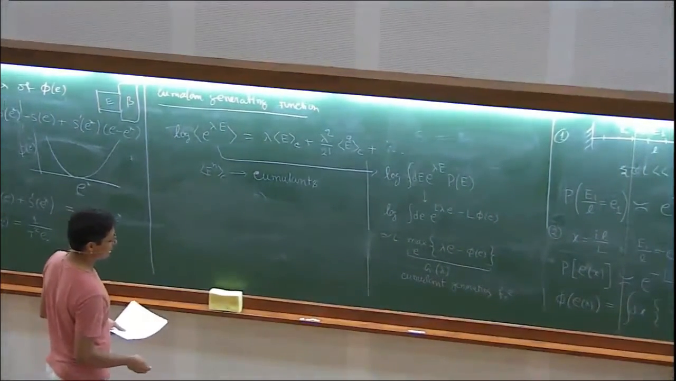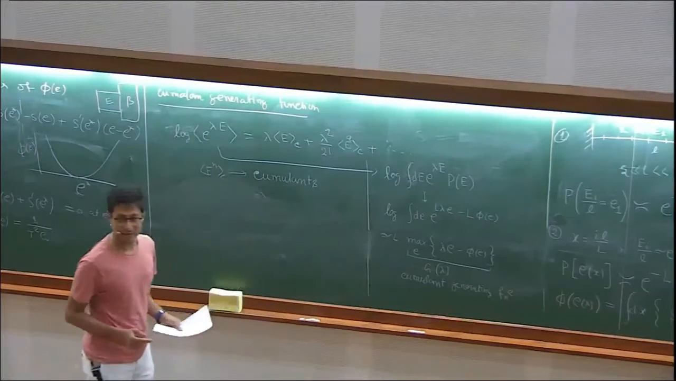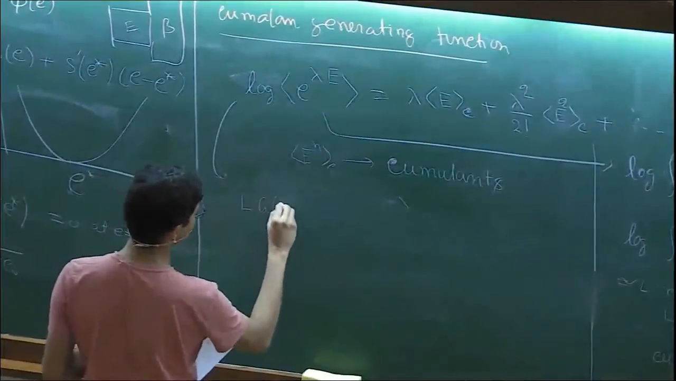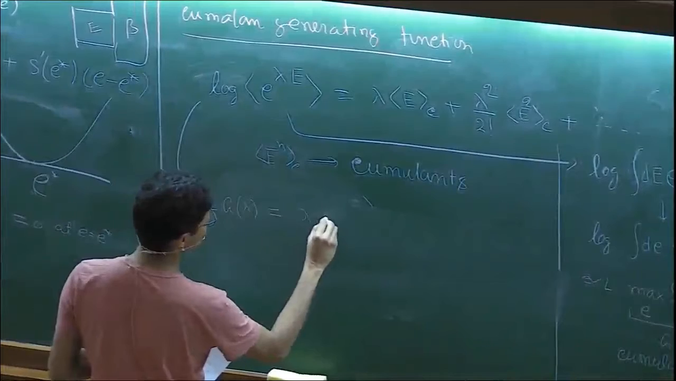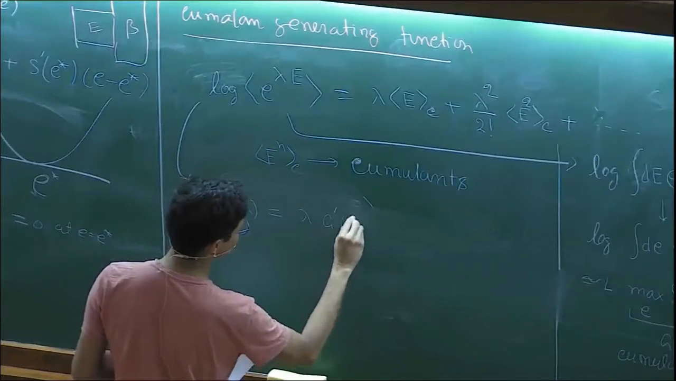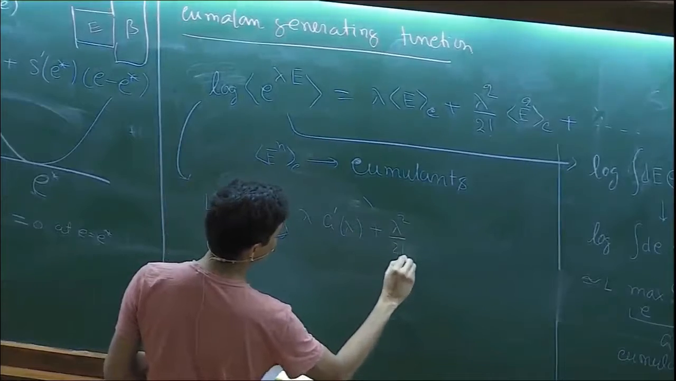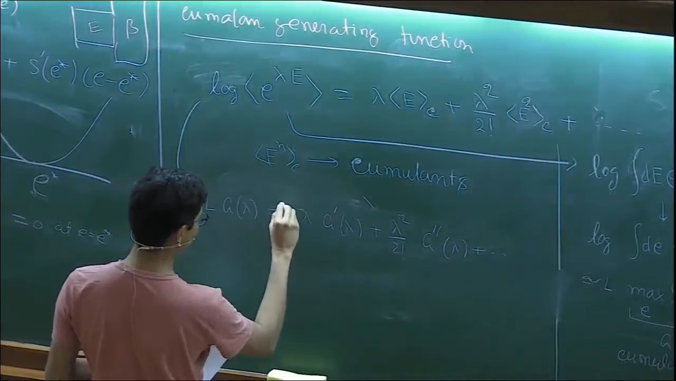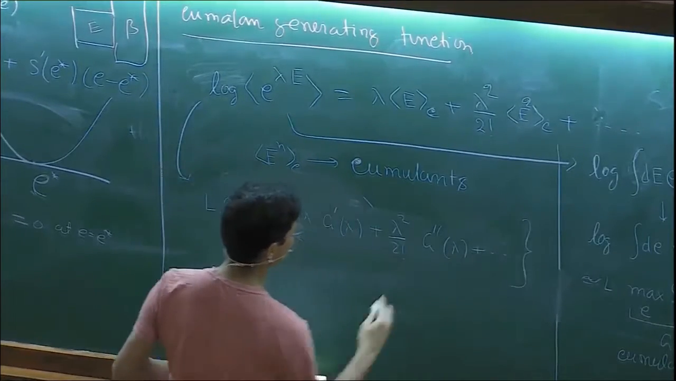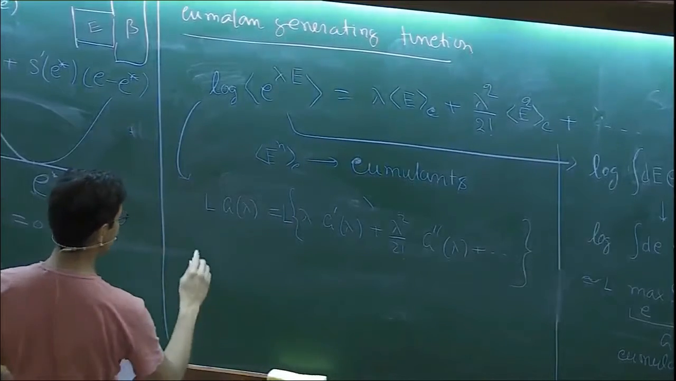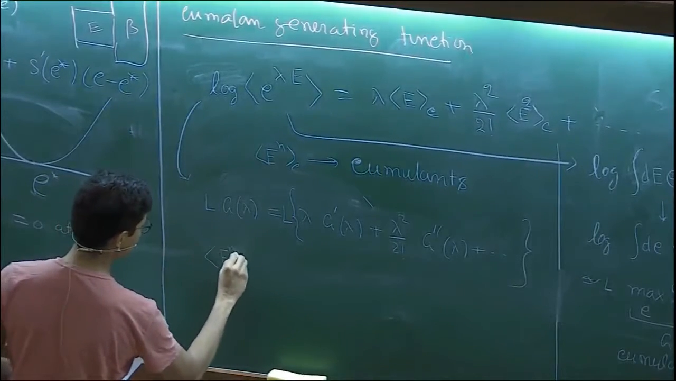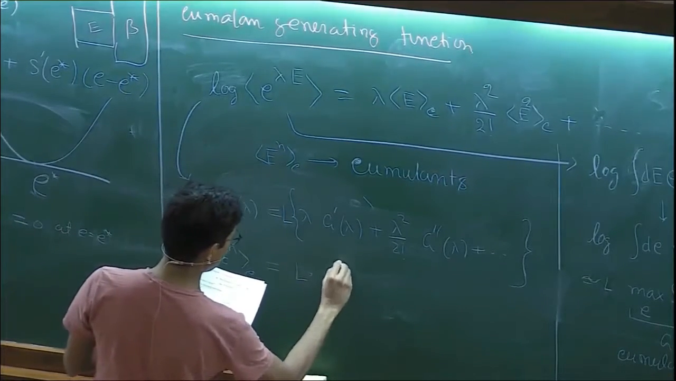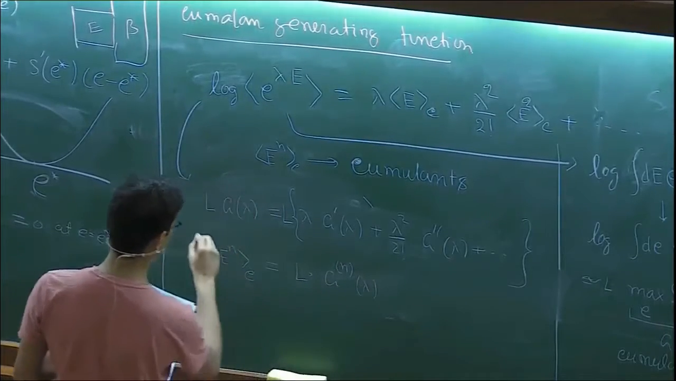Now this term one could write in a Taylor expansion. The left hand side, in the large L limit, I had this g of lambda. So there will be a Taylor expansion: the first derivative times lambda, then lambda squared by 2 factorial, and so on. And of course, there is L. By simply comparing, you could easily see that any nth cumulant is simply L times the nth derivative of this cumulant generating function.